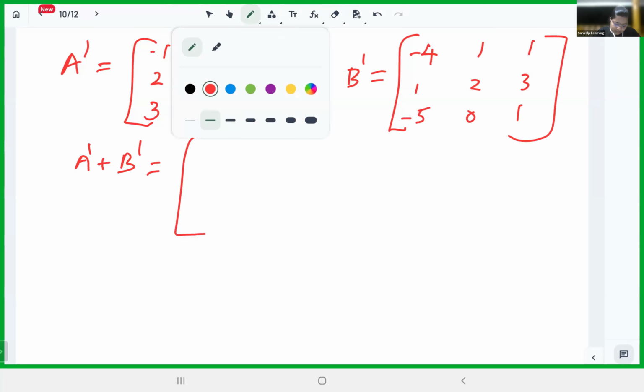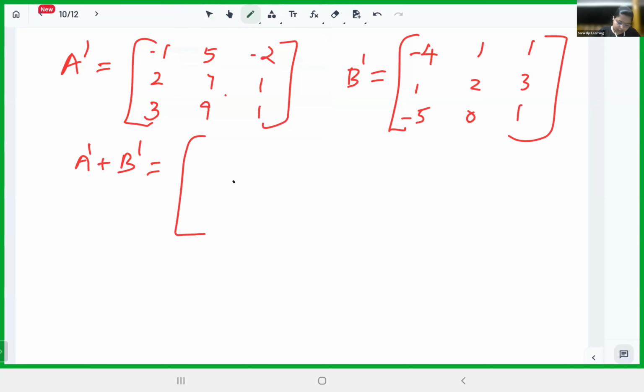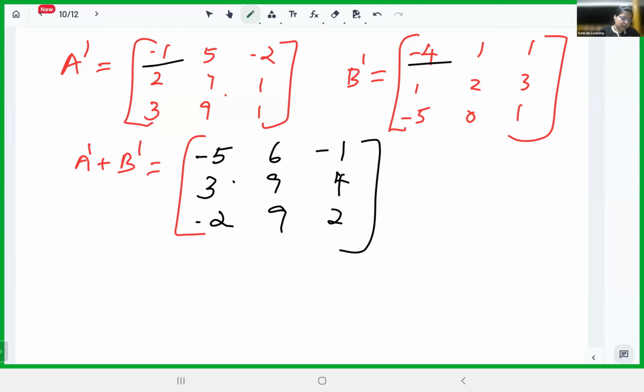So if you add the first element, minus 1 with minus 4, the resultant value is minus 5. 5 plus 1, 6, minus 2 plus 1 is minus 1, 2 plus 1, 3, 7 plus 2, 9, 1 plus 3 is 4, 3 minus 5 is minus 2, 9 plus 0 is 9, and 1 plus 1 is 2. So the matrix is minus 5, 6, minus 1, 3, 9, 4, minus 2, 9, 2.